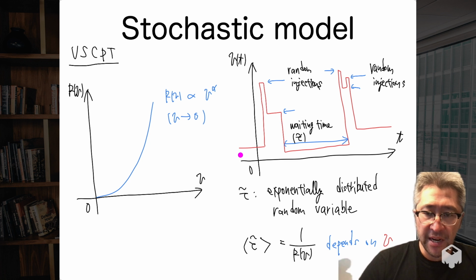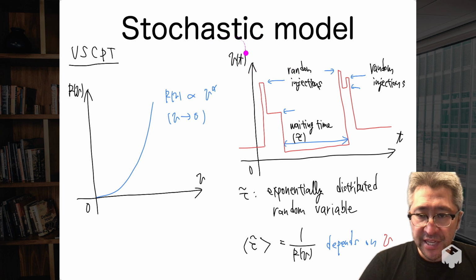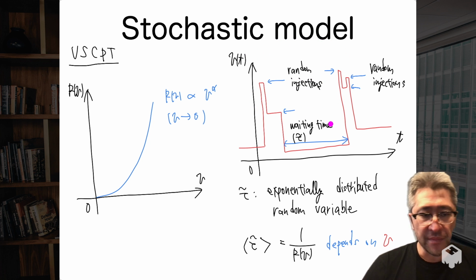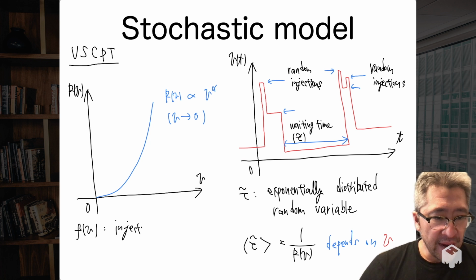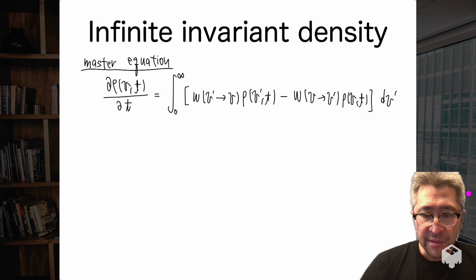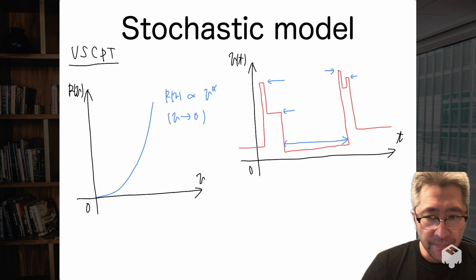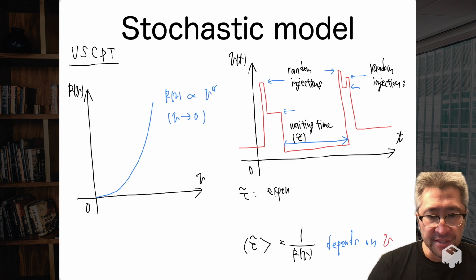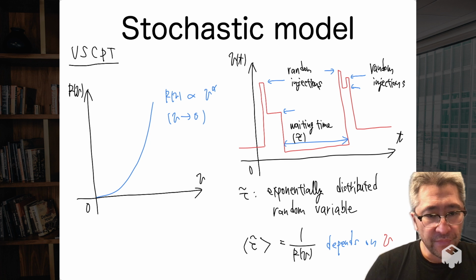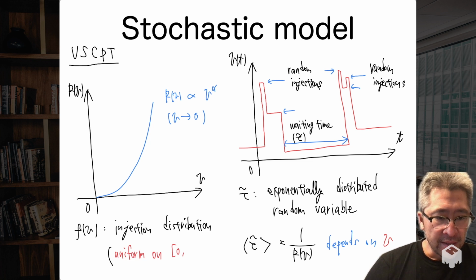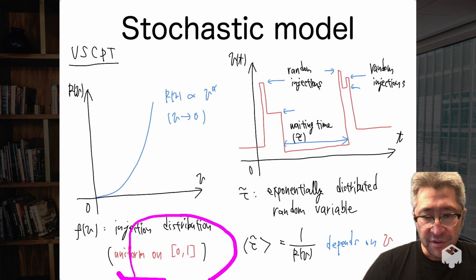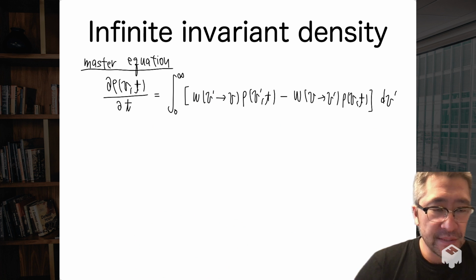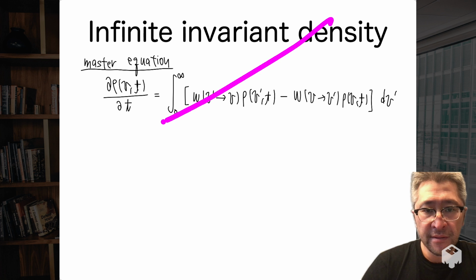And after a jump, the speed changes randomly. So we consider this is just a random injection. So F(v) is a distribution function of the random injection. So normally, usually, we consider this is a uniform distribution on 0 to 1. The master equation of this process is given here.